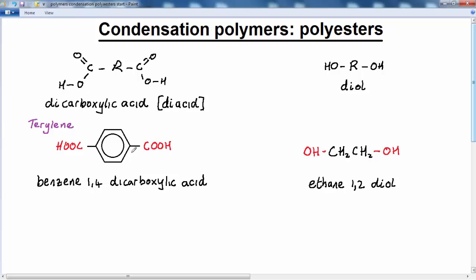So for the diacid we're using benzene-1,4-dicarboxylic acid. Okay, so the benzene is this hexagonal arrangement of carbon atoms here in the middle. So you've got 1, 2, 3, 4, 5, 6 carbon atoms, and the carboxyl functional groups are positioned at carbon atom number 1 and carbon atom number 4. And on the other side we've got the diol, and in this case we're using ethane-1,2-diol. Ethane is the 2 carbon atom chain with the hydroxyl functional groups at either end.